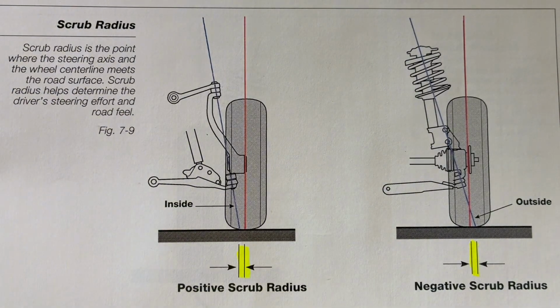But you also don't want to have zero scrub radius. It will make the steering wheel feel disconnected, with no feedback to the driver, and the vehicle will feel unstable at high speed.